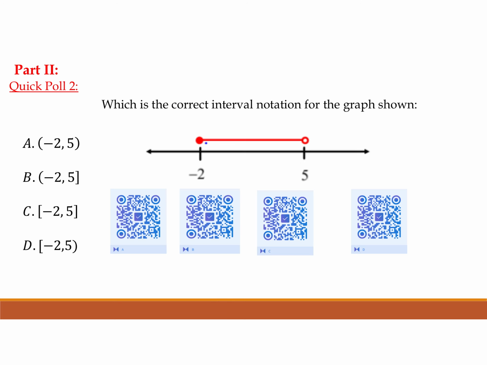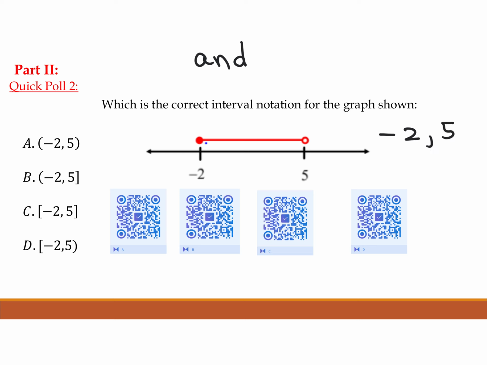All right, which is the correct interval notation for the graph shown? Let's look at that graph. It is between 2 points, and just looking at the graph, I would think that this has been an and problem, an and compound inequality. So to write our interval notation, we have the two numbers, negative 2 to 5.